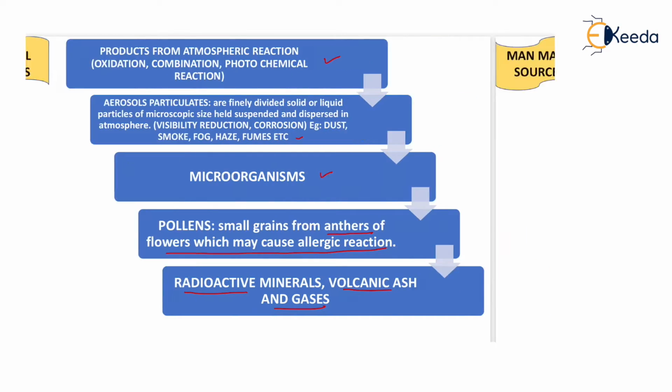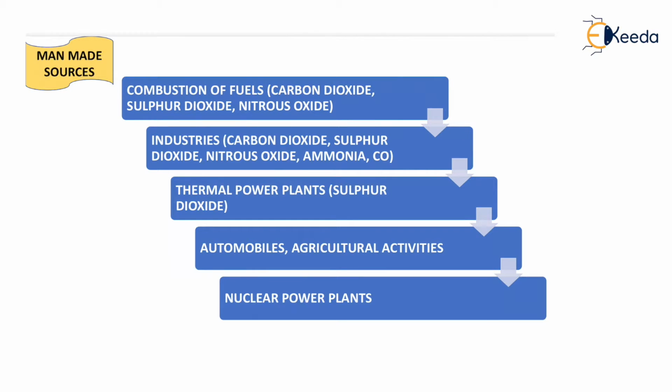Now the man-made sources are combustion of fuels, that is carbon dioxide, sulfur dioxide, nitrous oxide, etc. From industry: carbon dioxide, sulfur dioxide, nitrous oxide, ammonia, carbon monoxide, etc. From thermal power plants: sulfur dioxide. From automobiles, agricultural activities as well as nuclear power plants. We create air pollution by these means, that is the combustion of fuel by industries, thermal power plants, automobiles and nuclear power plants.